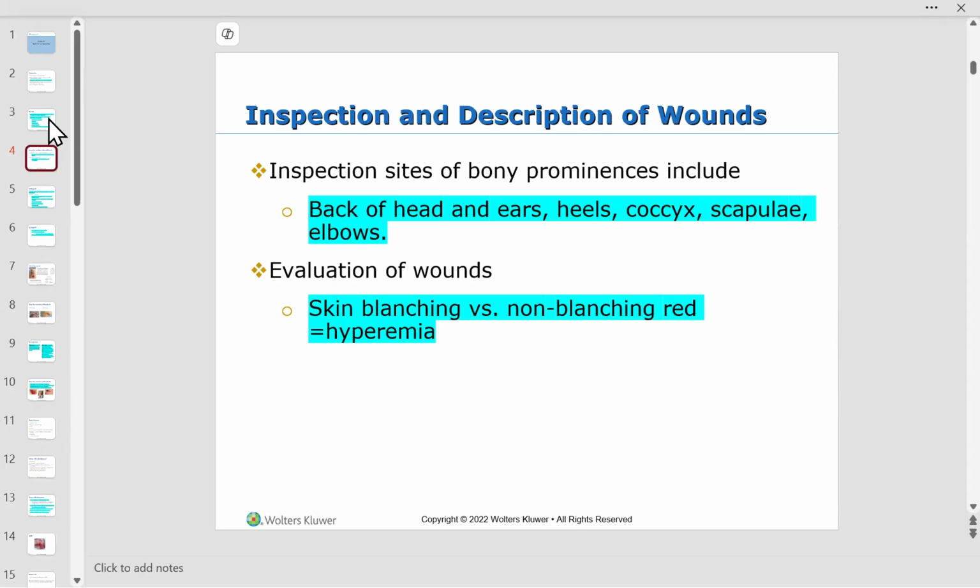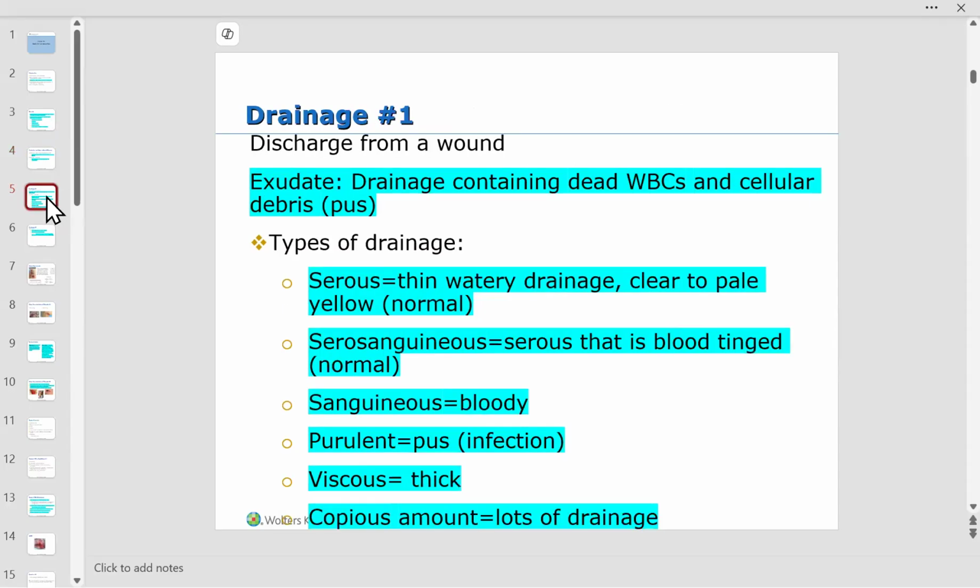And what you're looking for is hyperemia, non-blanchable hyperemia. In other words, when you press on an area, let's say the coccyx is red. When you press on that reddened area, it should blanch. It should turn white, and then the color should come back. If it does not blanch, that's hyperemia, and that's the same as a stage 1 pressure ulcer. And we're going to go through the staging so that you understand the wounds, okay?